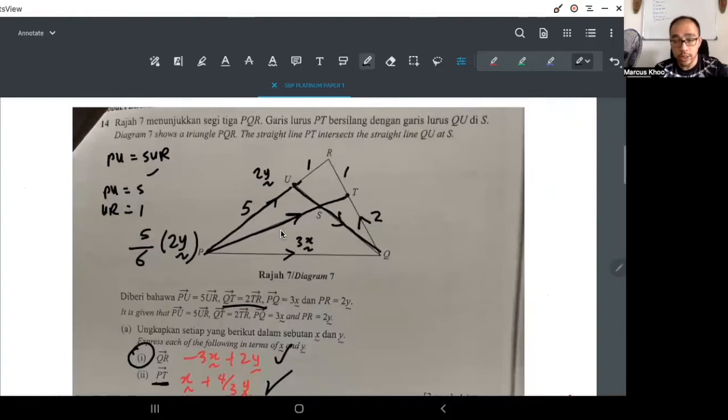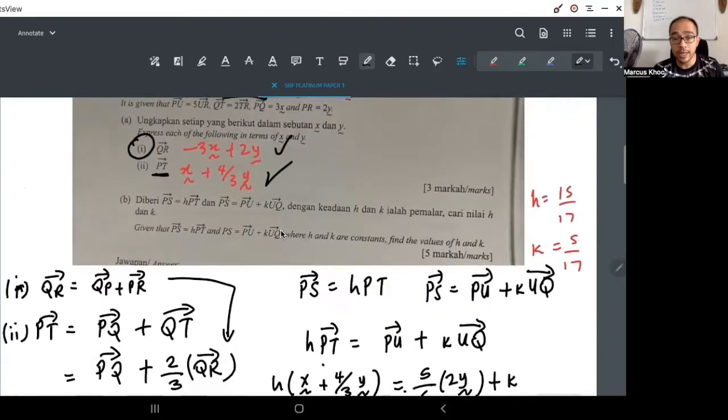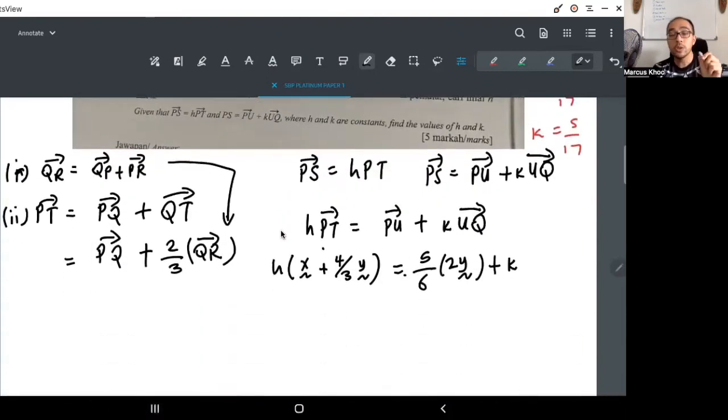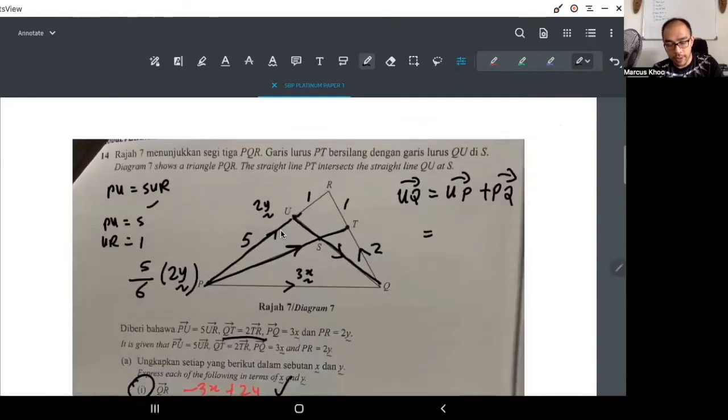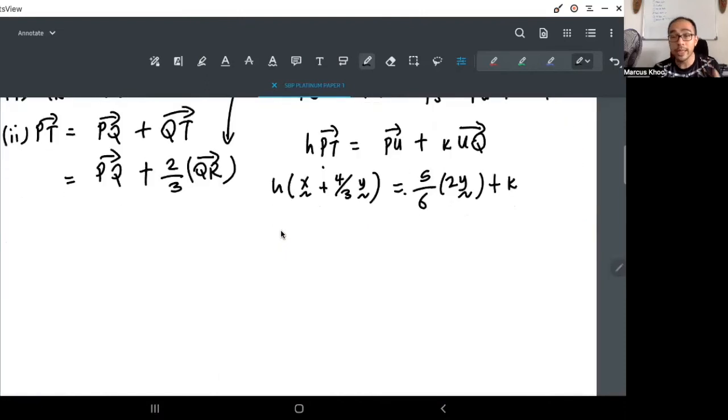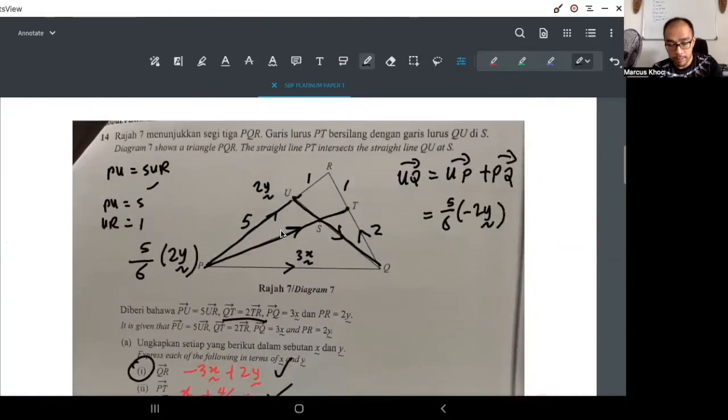If we separate out the UQ, UQ would be UP plus PQ. And we just discovered that PU is this one, so UP will be reversed, going backwards. UP will be 5/6 times negative 2y, because 2y is PU. So UP will be negative 2y. Change the direction. Plus, what is PQ? PQ is 3x, no problem.